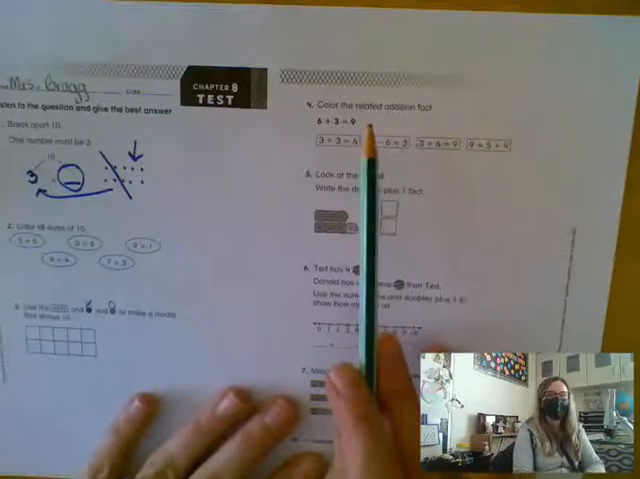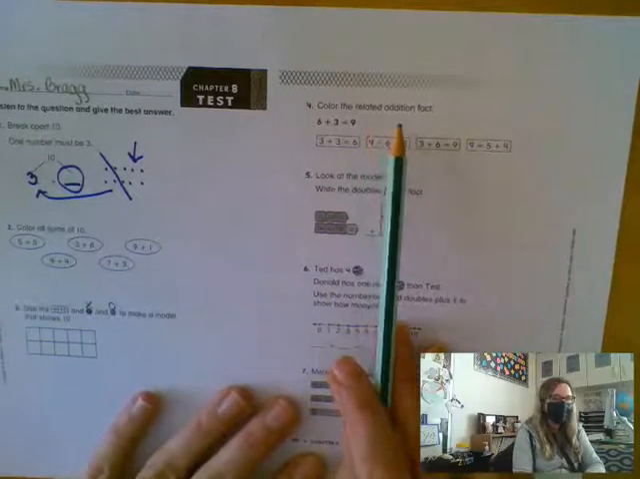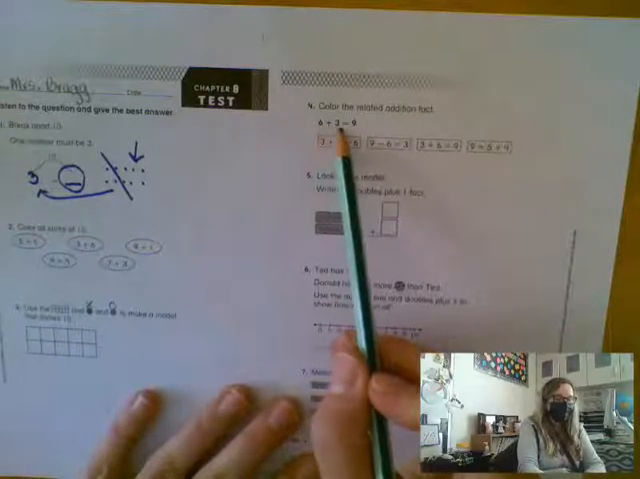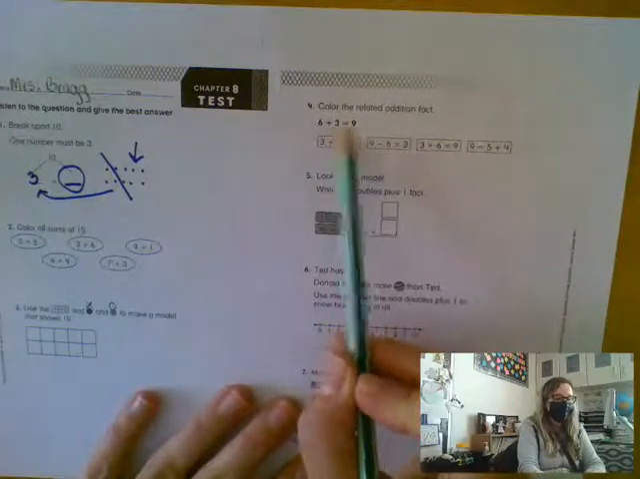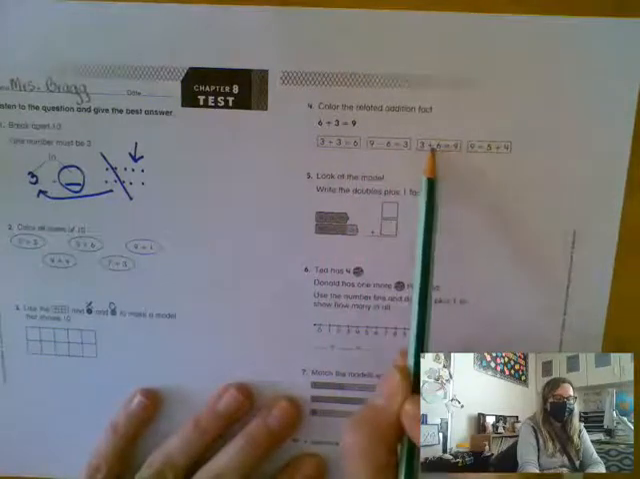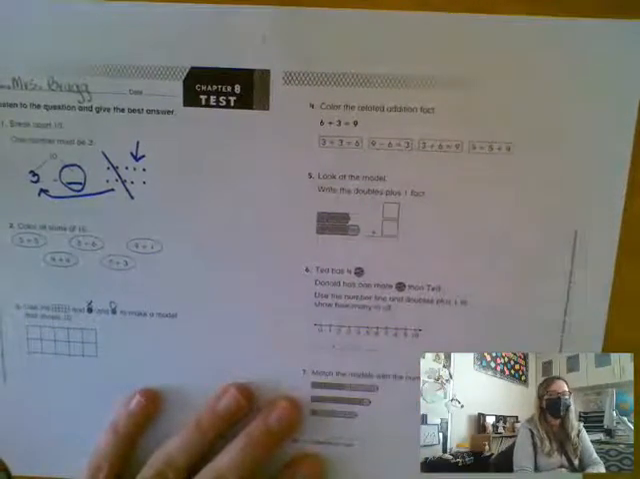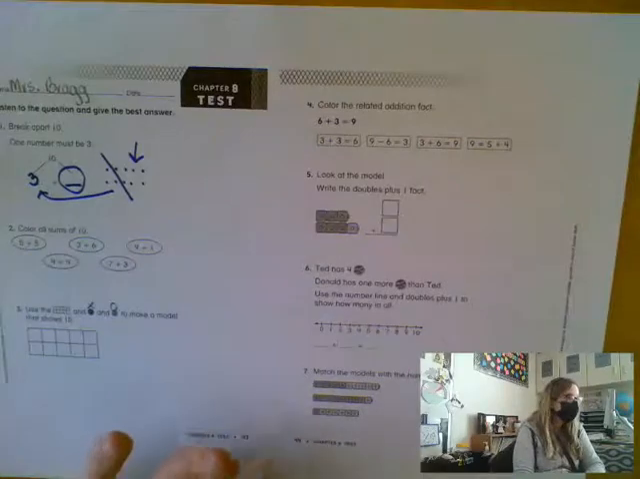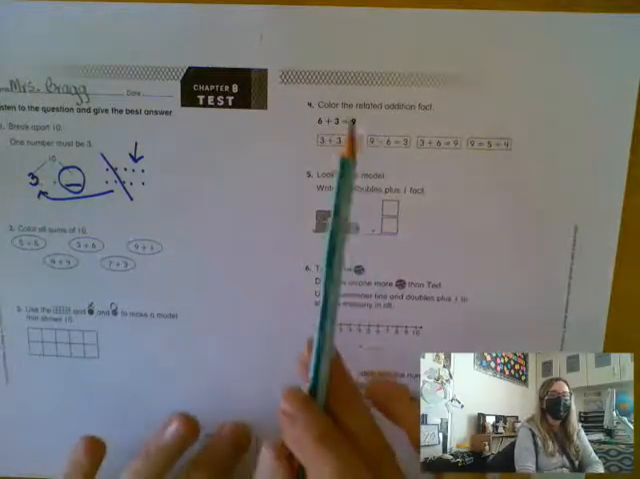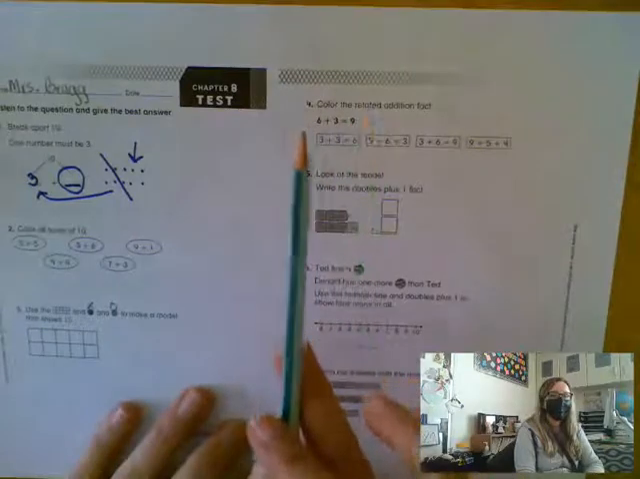Looking at number 4 at the top of this page, it says color the related addition fact. So here we have 6 plus 3 equals 9. So our parts are 6 and 3 and our sum is 9. Which one of these is the related addition fact? So it has to be addition. So if you don't see addition, you know that's not it. And it has to be related. So they have to be in the same fact family, and then color in the box with your pencil. Okay?